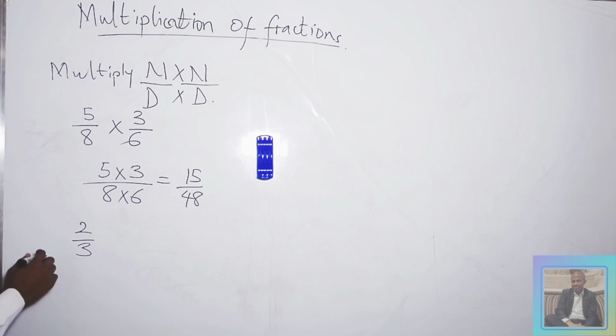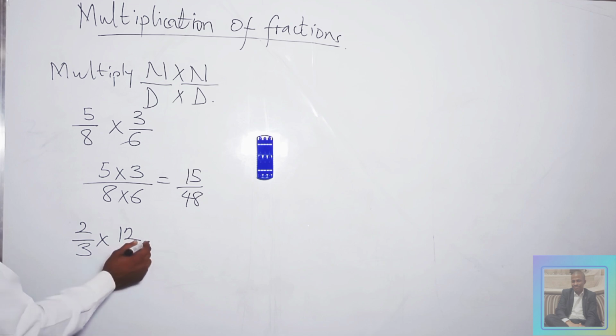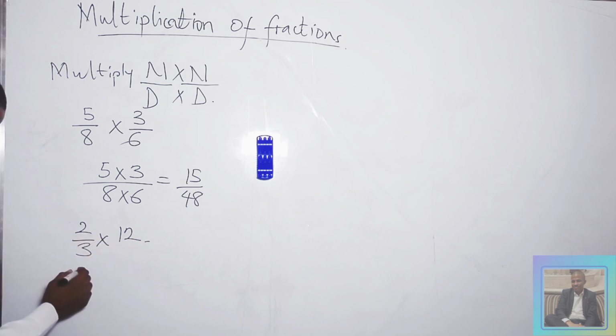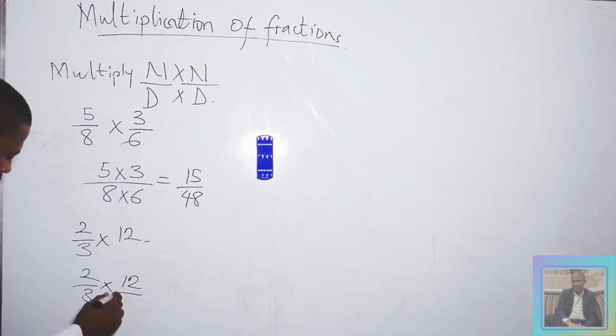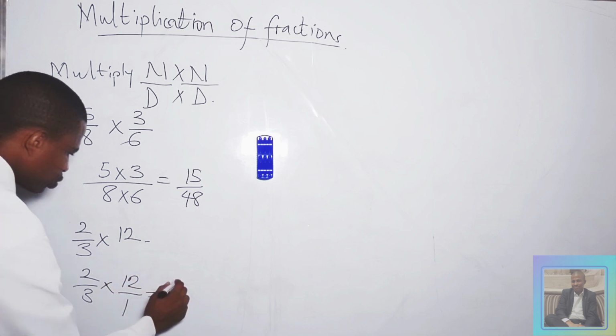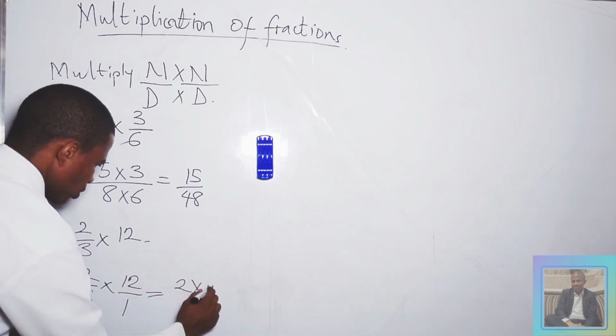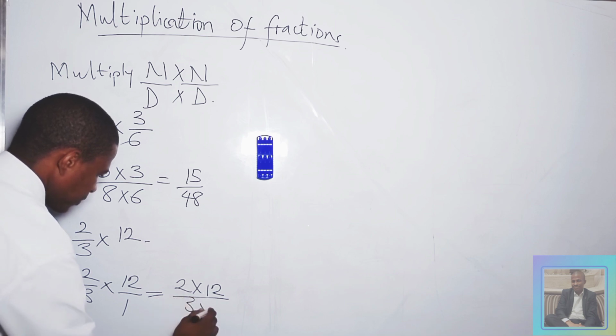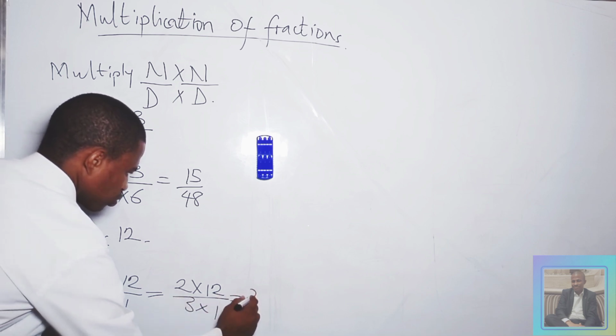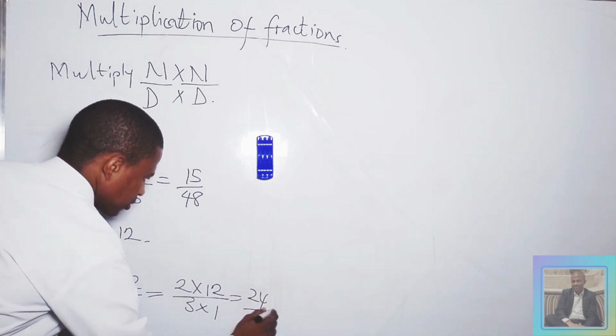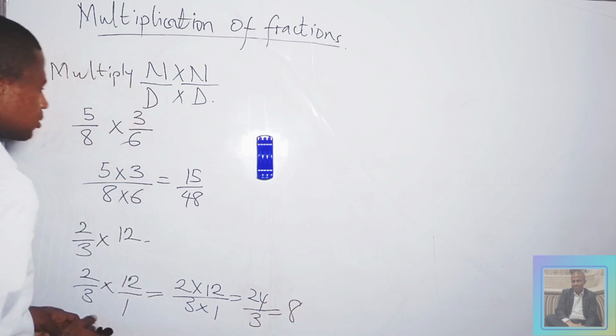If we have a fraction like, let's say, 2/3 multiplied by 12. What do we do? 12 is an integer, it is the same as 2/3 times 12/1. That will give us 2 times 12 over 3 times 1, and that's 24/3, which is the same as 8.